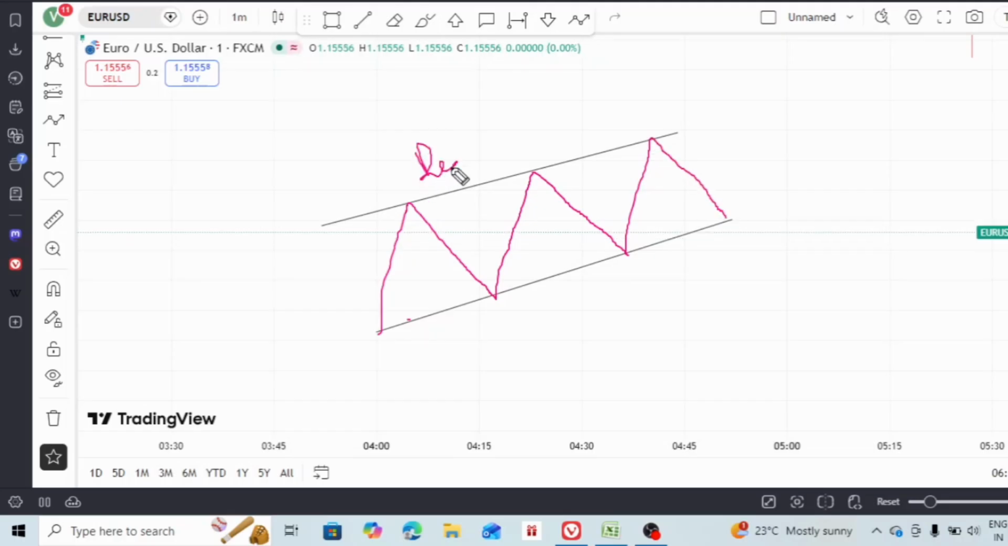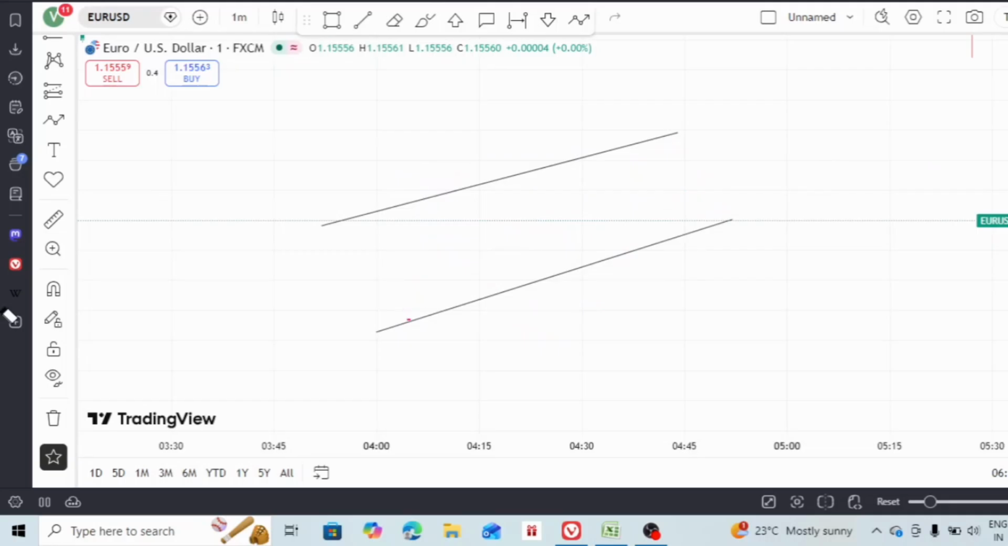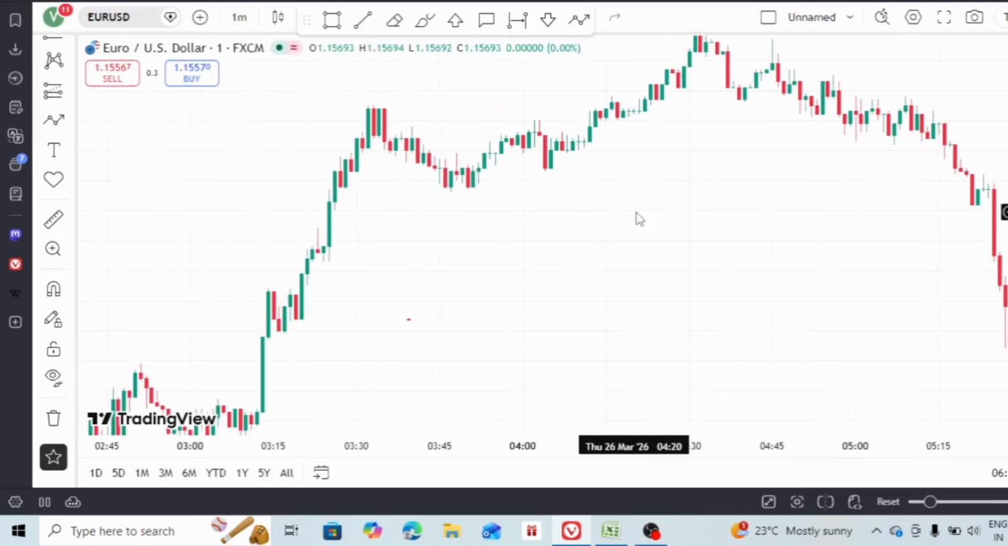Here is the resistance, and here's the support. It's just bouncing between the support and resistance. These are the ranging market. Okay, let me just show you if we have any ranging market right here.